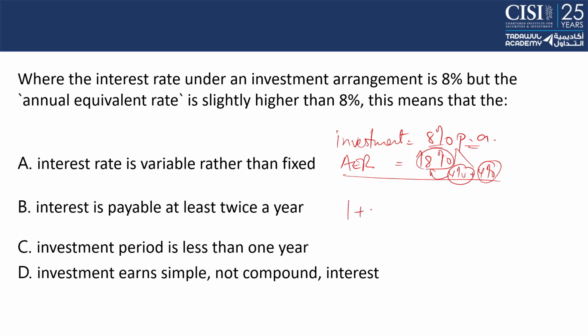So if you want the formula, it's 1.04 to the power 2 minus 1. So this will give you something higher than 8%. So interest is payable at least twice a year. And that's why its annual equivalent rate or annual effective rate is higher than 8%.